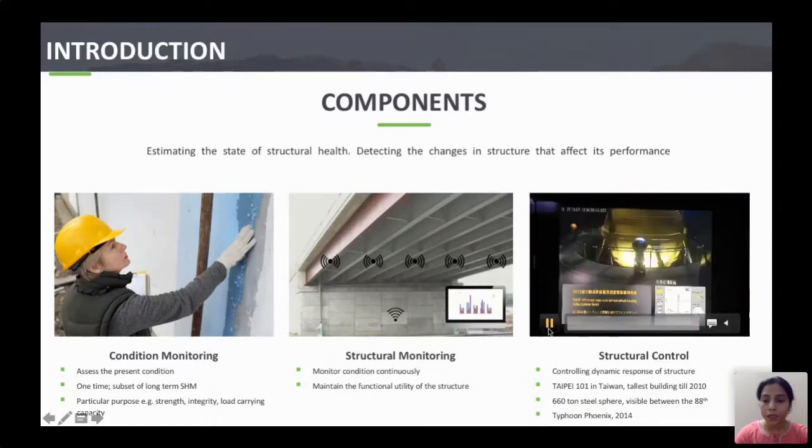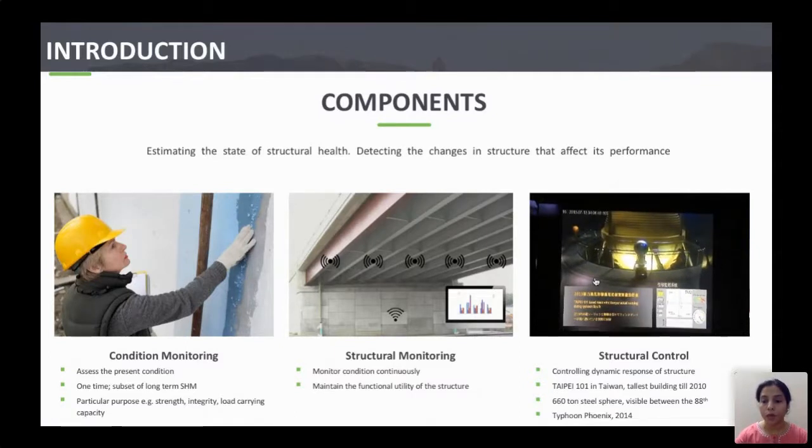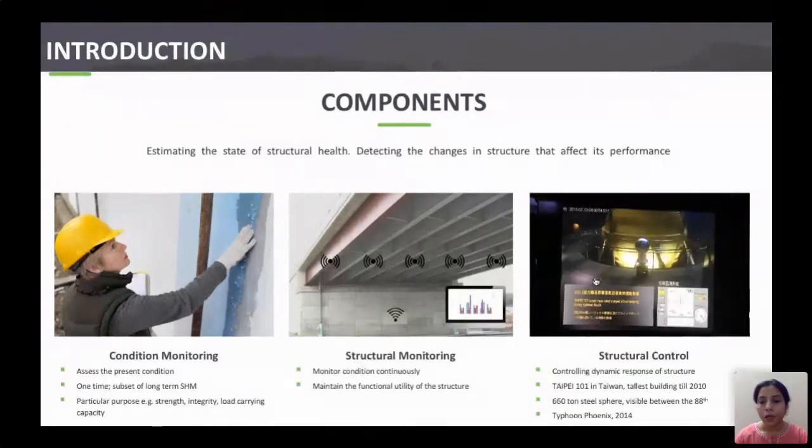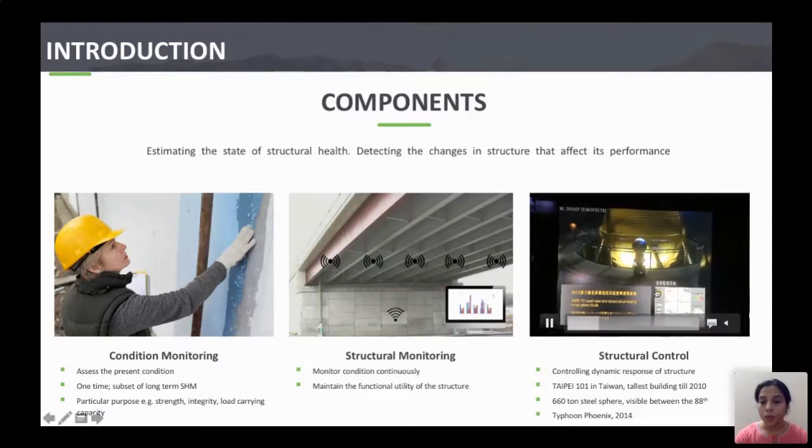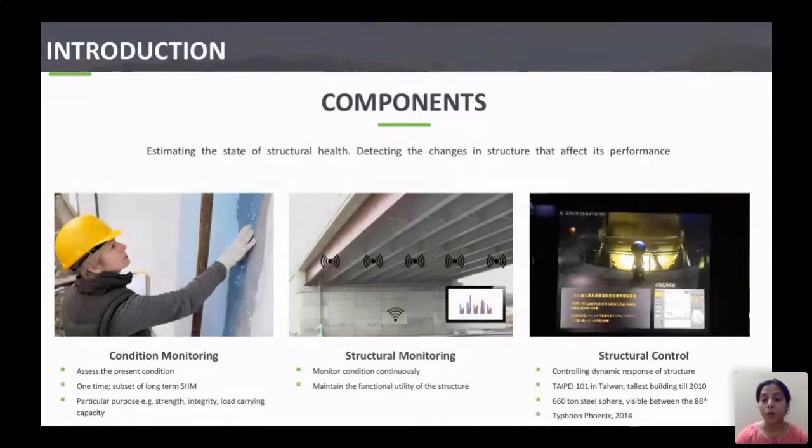So this is the tuned mass damper, which is actually installed in that building. It is visible from the 88th floor of the building. There is actually a view gallery there. You can see the tuned mass damper. It is a big ball weighing around 660 tons. It's a steel sphere ball. This video was captured during Typhoon Phoenix, which happened in 2014. So you can imagine how big these control mechanisms sometimes can be.